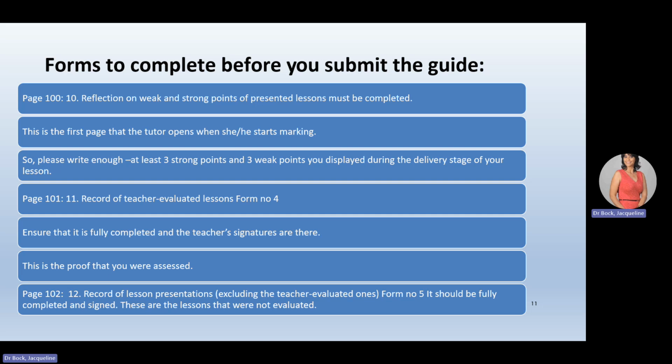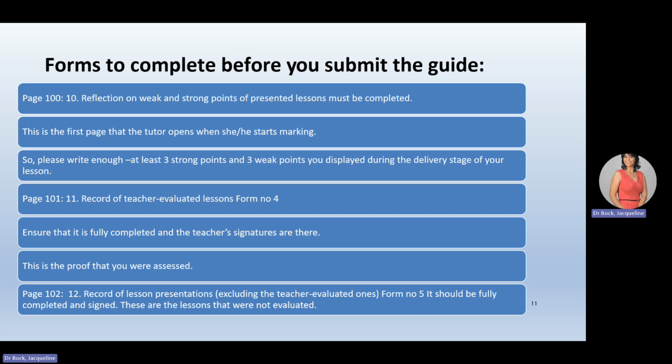Then you need to go to page 101. Here is now number 11. Here you need to record the teacher evaluated lesson, which is form 34. Ensure that it is fully completed and that the teacher's signature is also provided, because this is proof that your work was assessed.